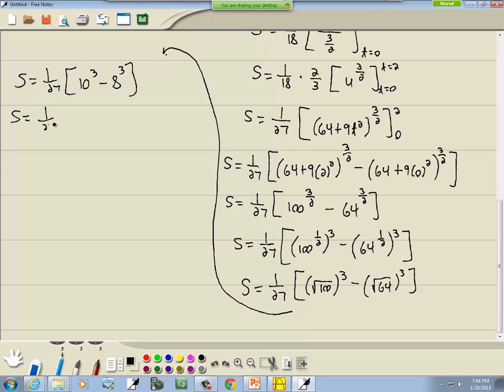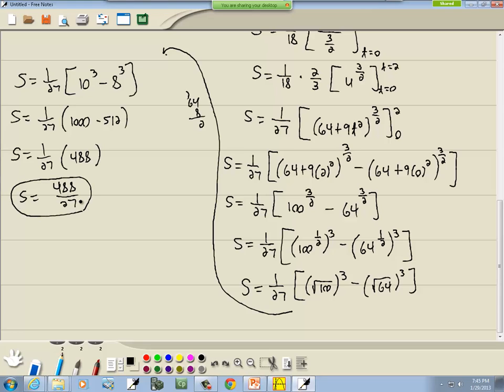So we've got s is equal to 1 over 27 times 10 to the 3rd, which is 1,000, minus 512. 8 to the 3rd: 8 times 8 is 64, times another 8 gives us 512. So then we've got 1 over 27 times 488, I think. 1,000 minus 512, yeah, that looks right. So s is equal to 488 over 27. This is only divisible by 3, and 488 isn't divisible by 3, so that's actually our answer. Yeah, let me save that page, and we'll look at the next problem.